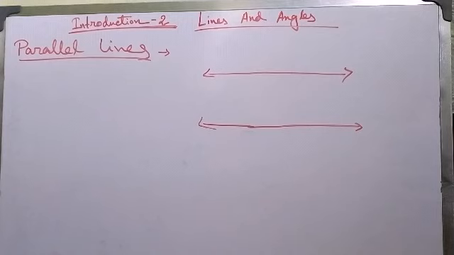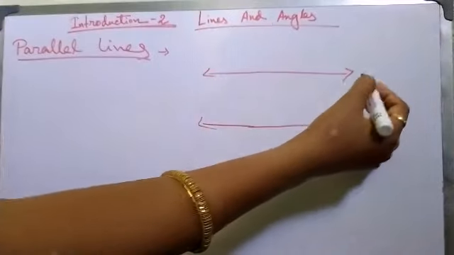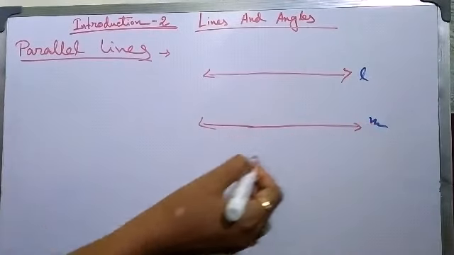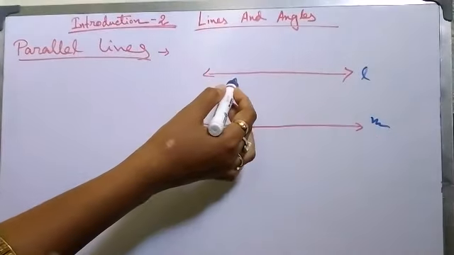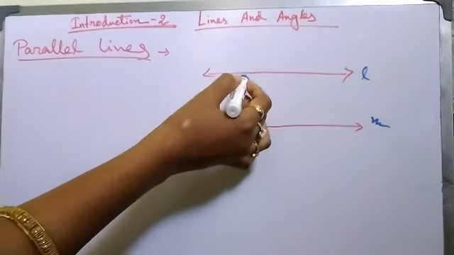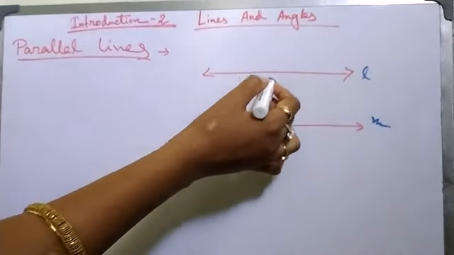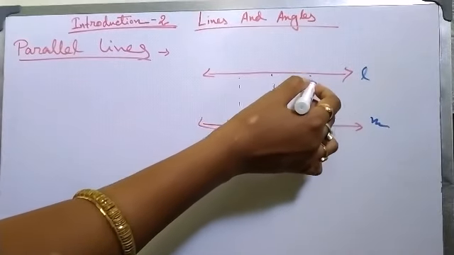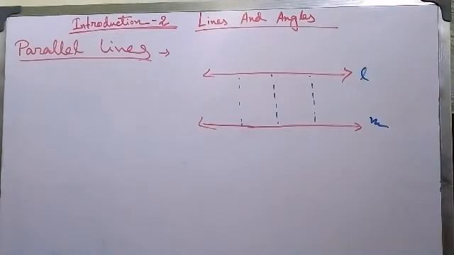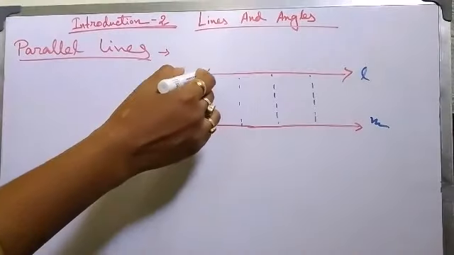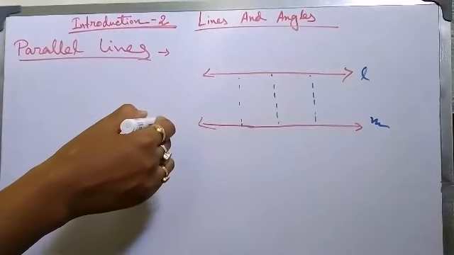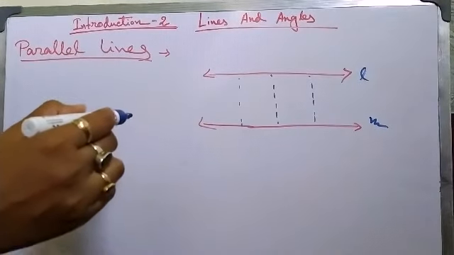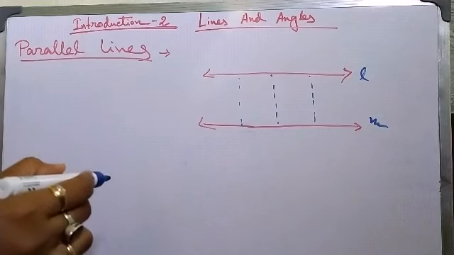Let's talk about parallel lines. Parallel lines means two lines, this is L, this is M, two lines are called parallel lines if the distance between these two lines, that means this distance, is the same. The distance between these two parallel lines is the same. And one more point: when these two lines are extended, they will not meet at a point. They never meet at a point.